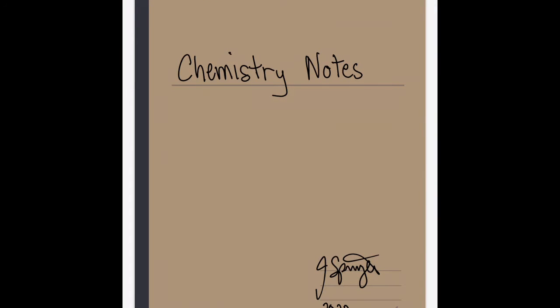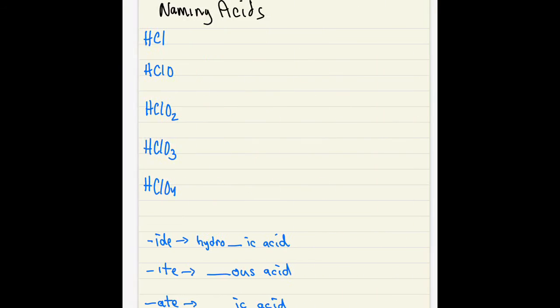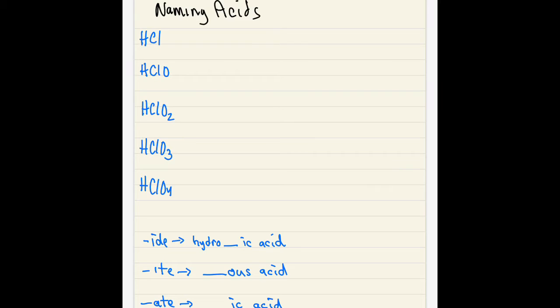So here's a little video on acids and bases, names and formula writing. Put this in my chemistry notebook. There'll be 4 pages on this video: naming acids, more naming of acids, writing formulas for acids, and names and formulas for bases. So first of all, when you're naming acids, to me the easiest thing to do, or the best way to start, is by just naming the acid as if it were a regular ionic compound.